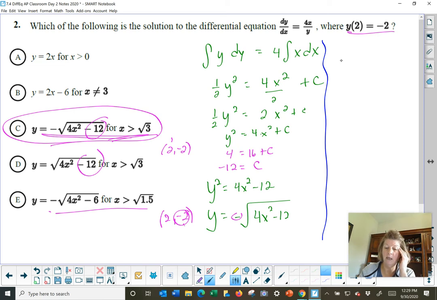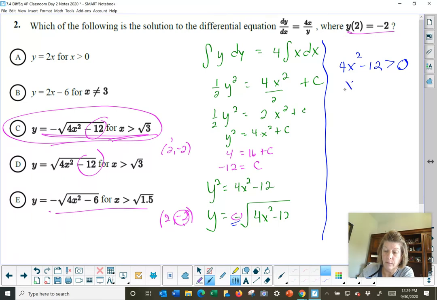Well, I would take 4x squared minus 12 and say that it has to be greater than or equal to 0. Actually, it'd have to be greater than 0, wouldn't it? Because if I let it be equal to 0, then I would have an x value where I wouldn't need that negative, and so that doesn't make sense. So let's just make it greater than 0.